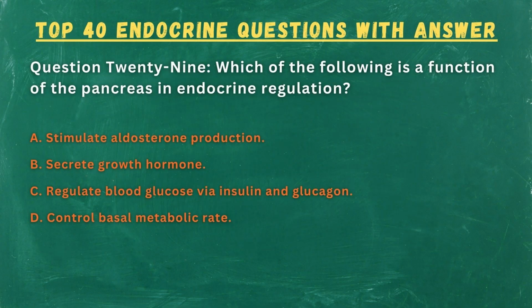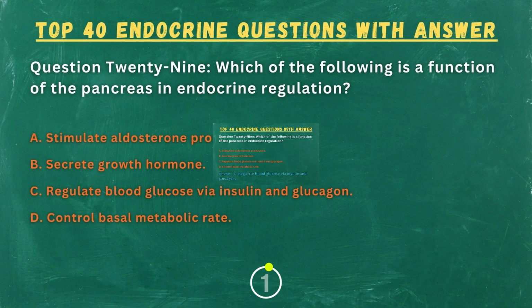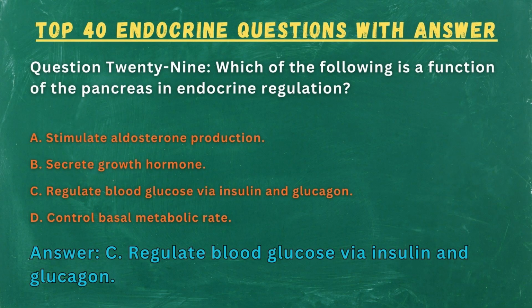Question 29. Which of the following is a function of the pancreas in endocrine regulation? A. Stimulate aldosterone production. B. Secrete growth hormone. C. Regulate blood glucose via insulin and glucagon. D. Control basal metabolic rate. Answer: C. Regulate blood glucose via insulin and glucagon.